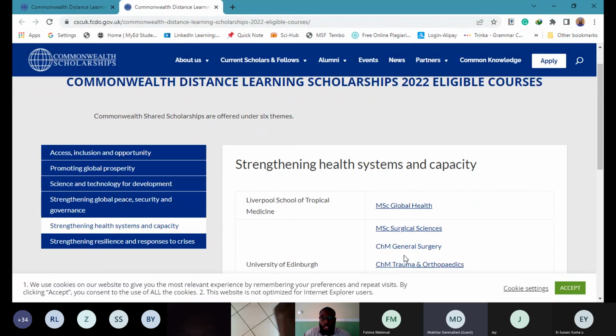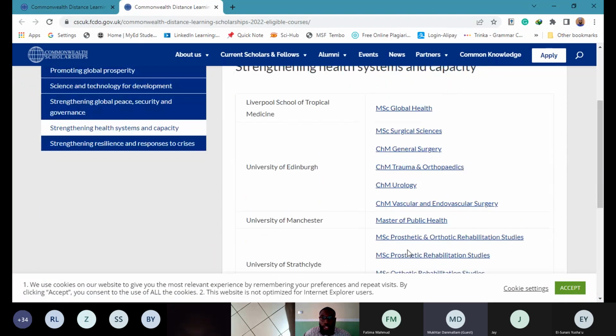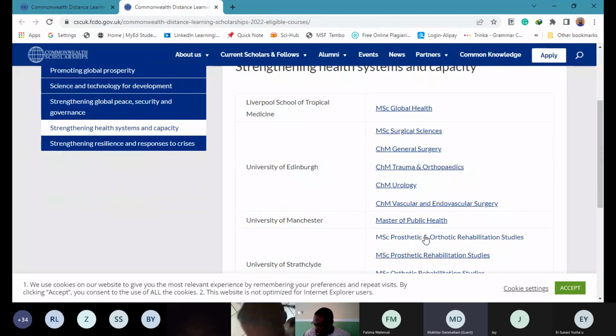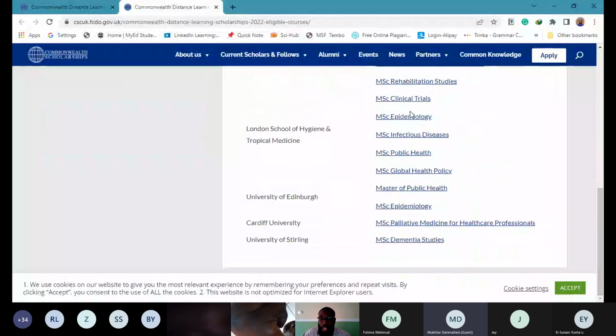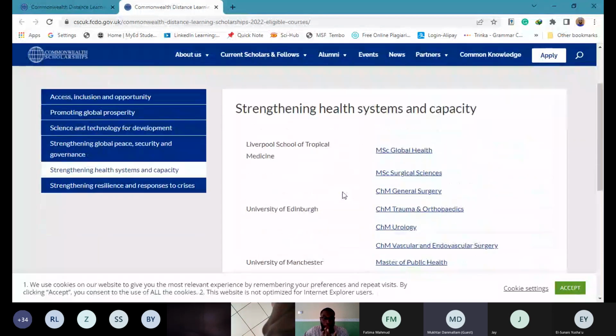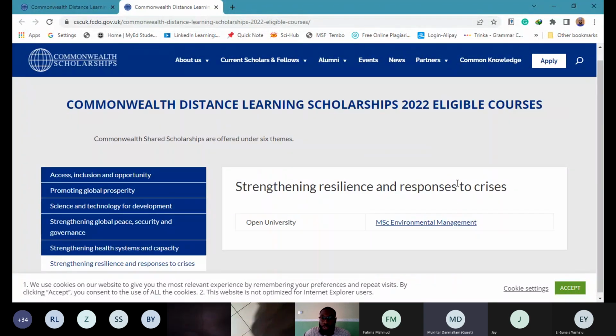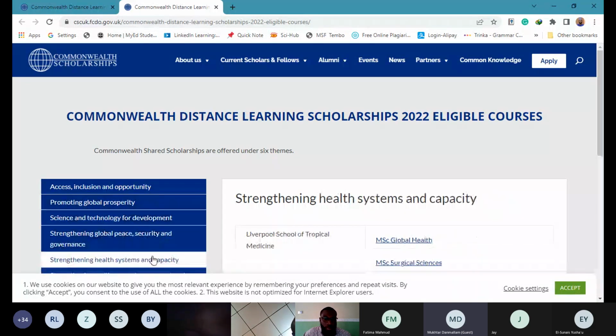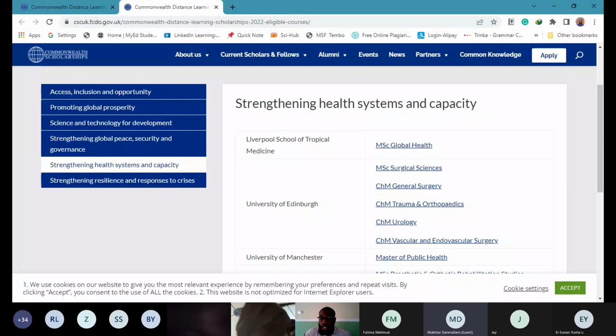Then we have the strengthening health system and capacity. I don't know, they are favoring more of the medical people because of all the teams, it has much. So we have dementia, palliative care, epidemiology, public health for different individual universities. We also have strengthening resilience to and responses to crisis. So these are the courses that they undergo in each of these universities.